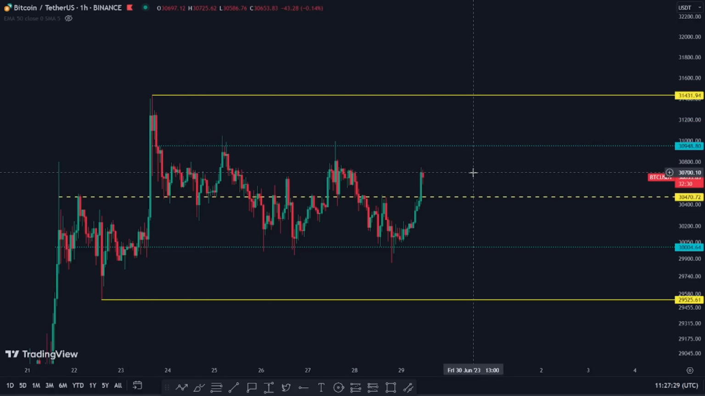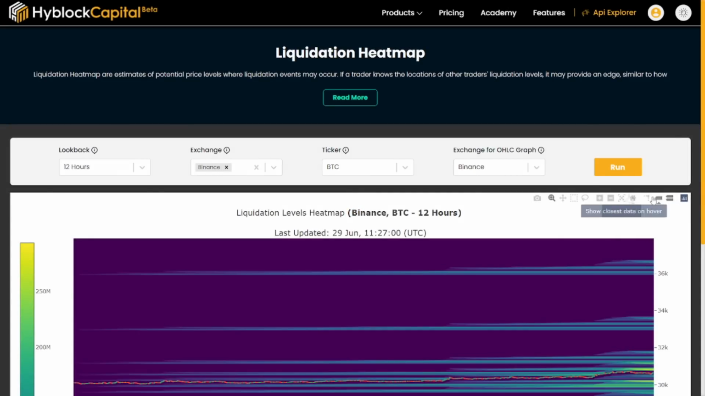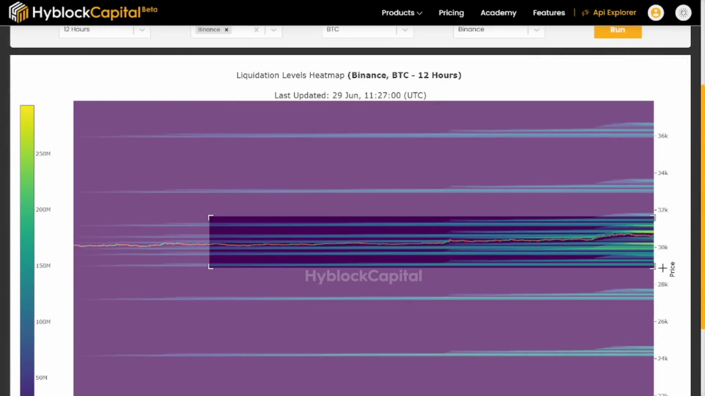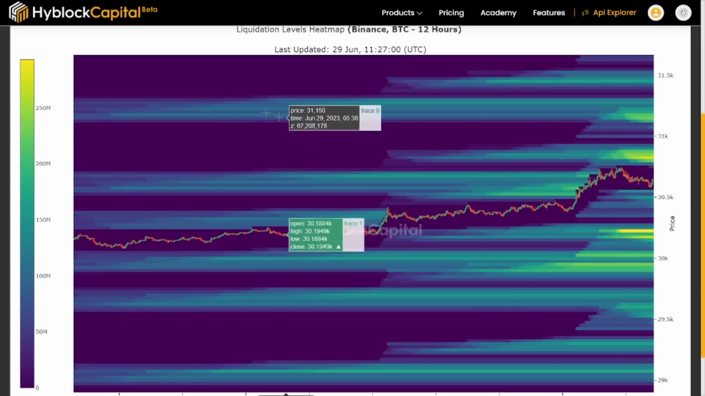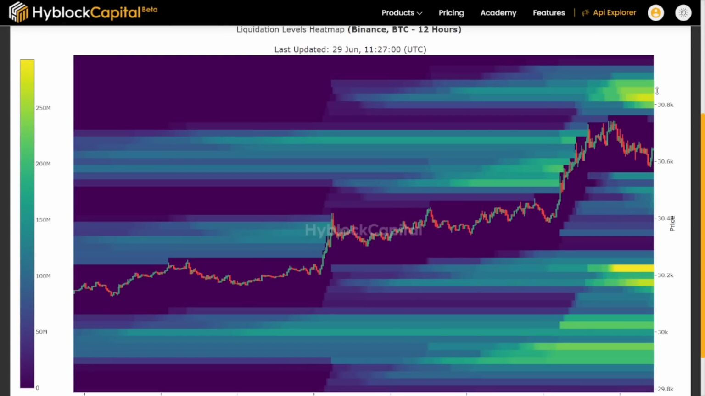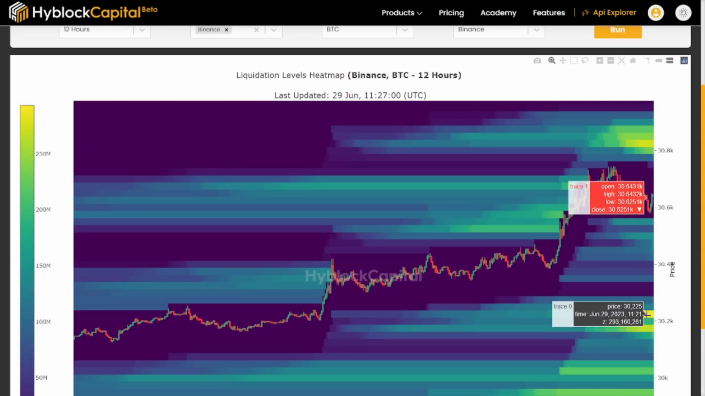Now, let's go into high block capital. Let's see if we can find something interesting there. Okay, we're in high block capital, 12 hours time frame liquidation heat map. Let's check if there is liquidity here. Okay, hang on, let me zoom in a bit more. Okay, I see some liquidity all the way to 30,825, 850, and also low, okay, at 30,225.